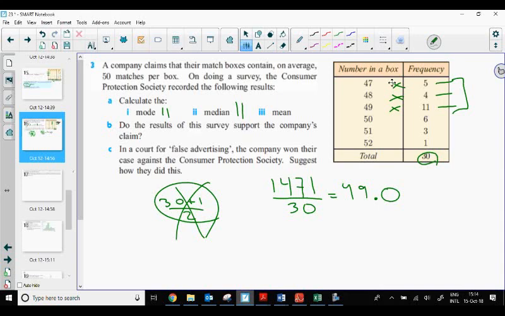Do these results support the company's claim? So they claimed that on average, there's 50 matches per box. Does this support it? No, it doesn't. We got an average of 49. It's close, but it's not 50.